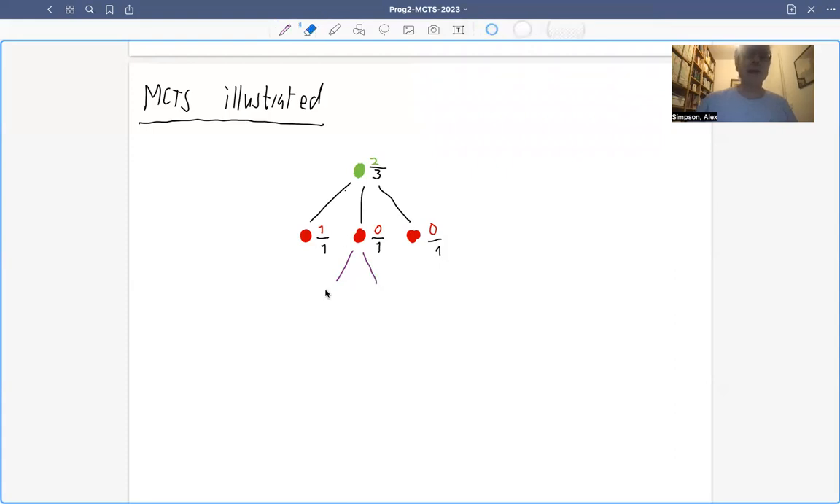Oh, I want this to be black. And I've lost my black pen. So here we go. Right.